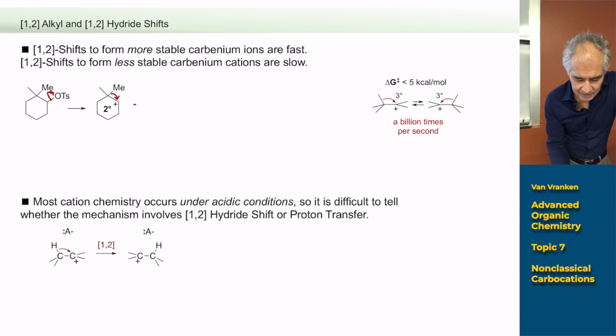And that should be kind of obvious, I think. I don't know if that's obvious. And if I migrate that methyl group, I'll get a new carbonium ion that looks like this. The methyl is now over here, and now the positive charge is over here at the top.